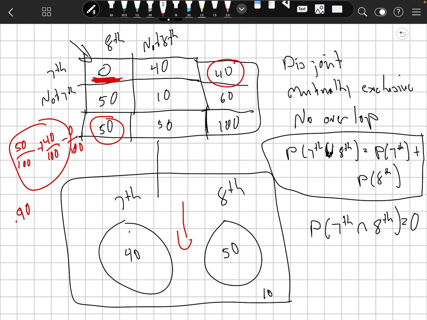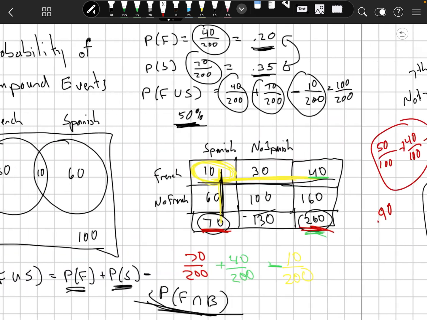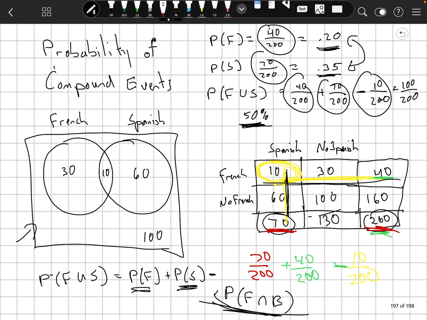So hopefully that makes sense to you. You just have to remember the word mutually exclusive, meaning there's no overlap here. So when you have mutually exclusive events, you don't have to subtract the intersection out. Hopefully this helps you understand how to work with the probability of compound events.